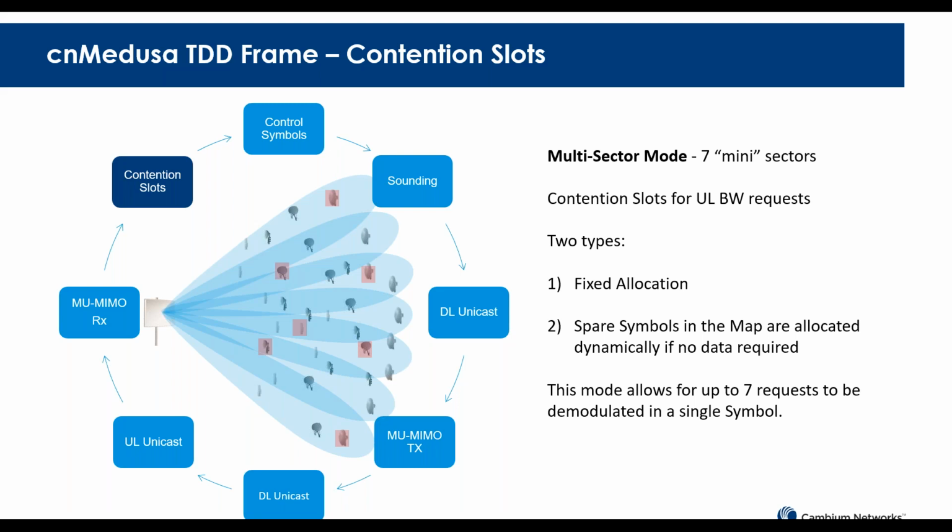With the PMP450M, because of these 7 mini sectors, if 2 subscribers that happen to select the same symbol are in different mini sectors, both transmissions will be correctly received at the access point. Again, this is very important because now we do not have a collision and we do not have to start this random backup mechanism. So the only way where we can have a collision is if 2 subscribers pick the same symbol and they also are in the same mini sector.